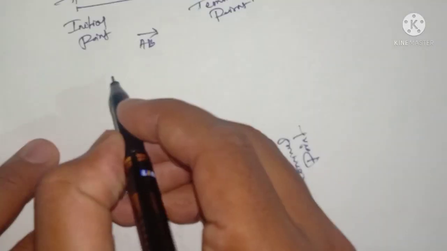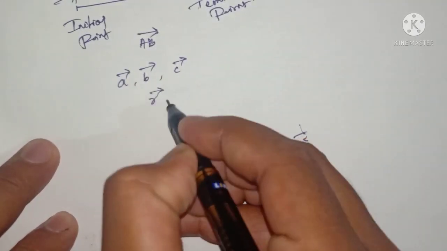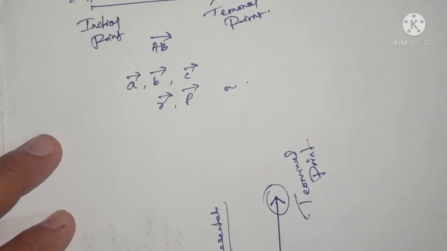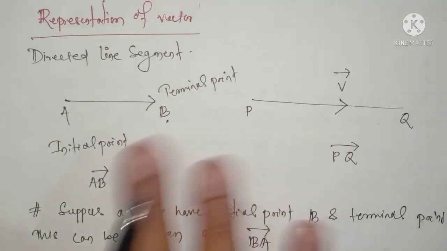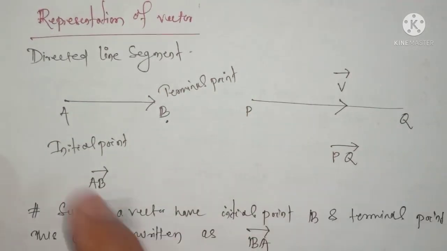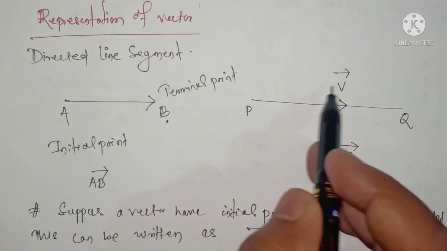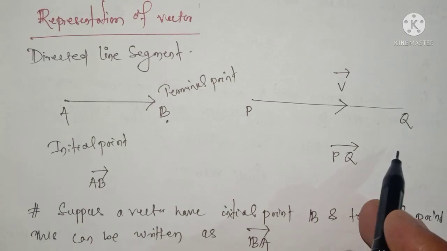And there are some examples like A vector, V vector, C vector, R vector, P vector which are also examples of vectors, right? As you can see, I have done all this with initial point, terminal point, PQ, and symbolically it is written V vector. This is PQ vector.